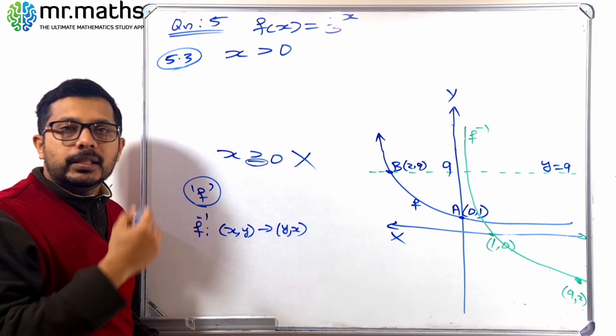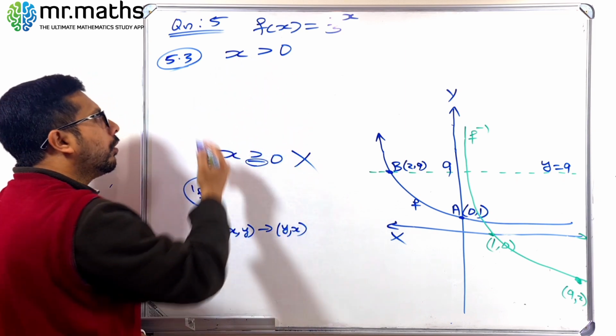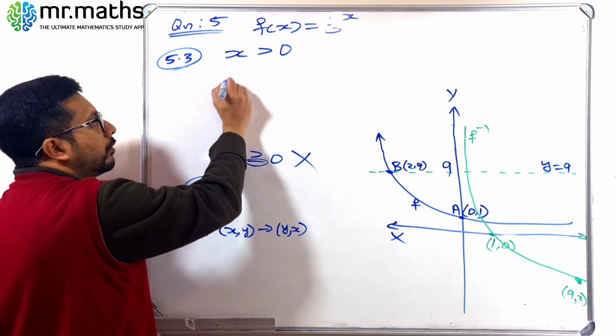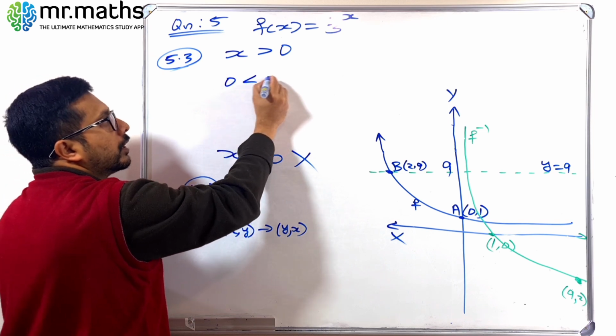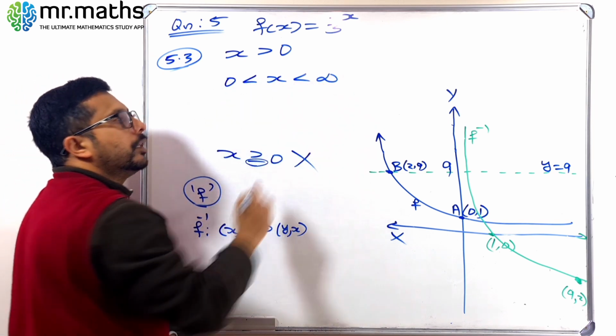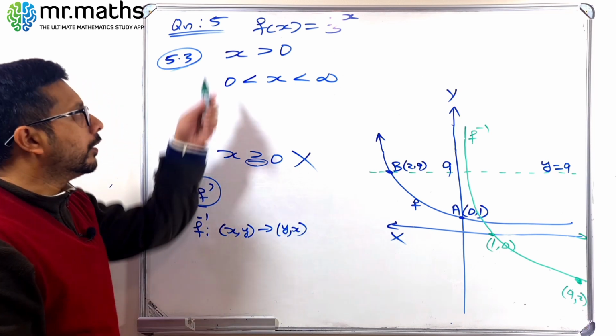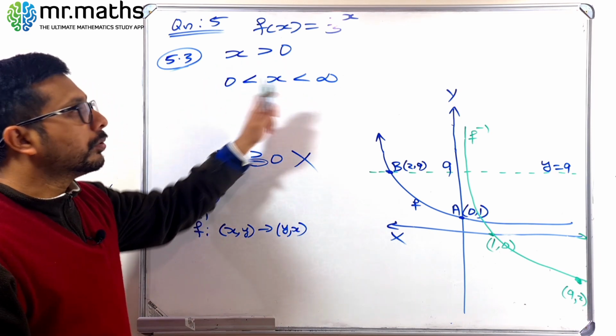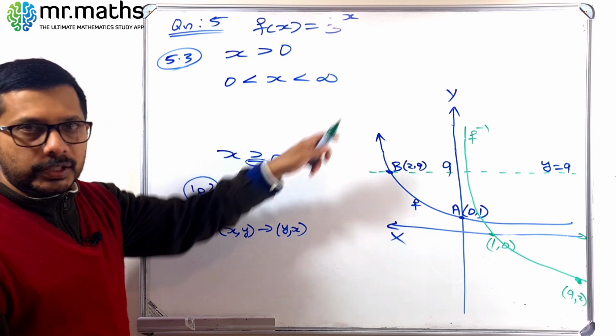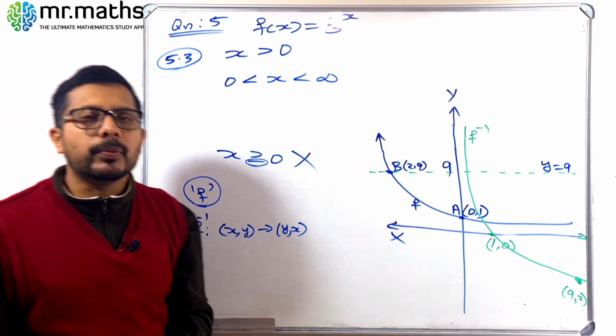Okay, so what is the answer? x must be greater than 0. Or you can write it like this also. Maybe in your school you studied like this: 0 less than x less than infinity. You can write it like that also. That's also right. So same thing, x greater than 0 or 0 to positive infinity. Okay, so that is question number 5.3.